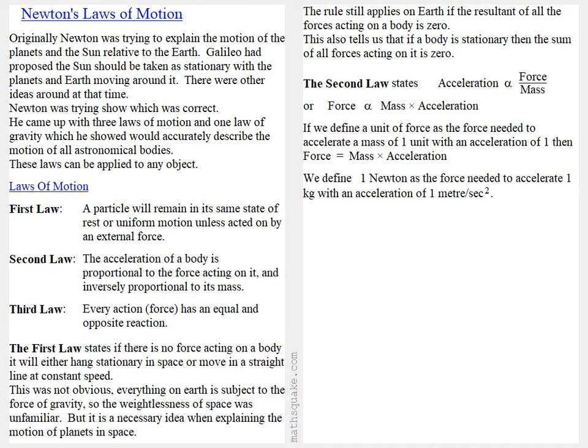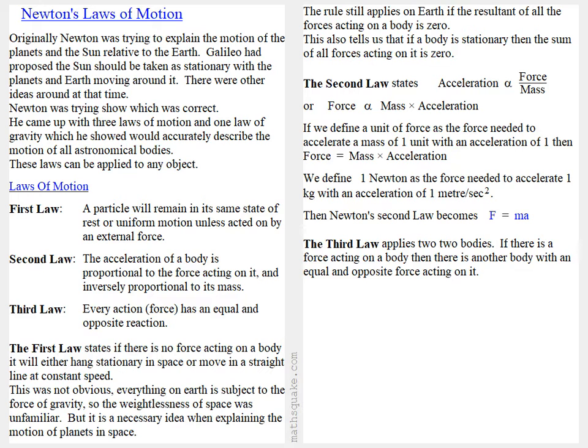Now we define 1 Newton as the force needed to accelerate 1 kilogram with an acceleration of 1 meter per second squared. Then Newton's second law becomes F equals ma. This is a very important formula.